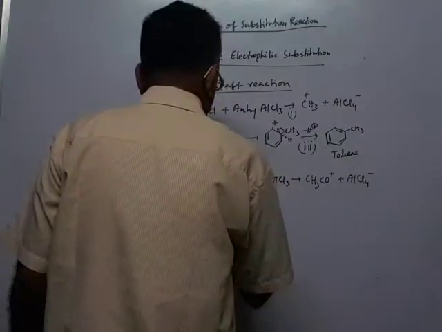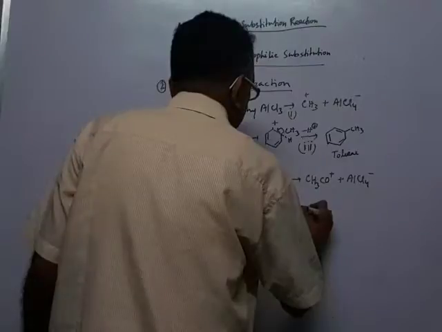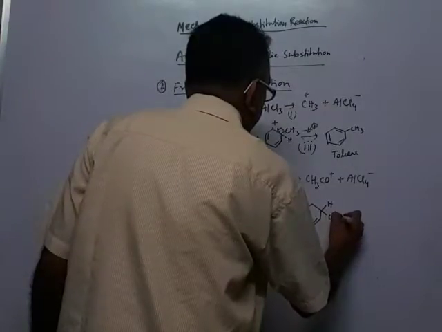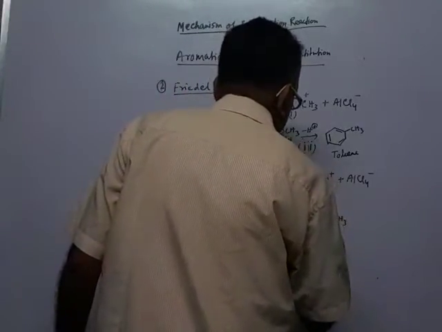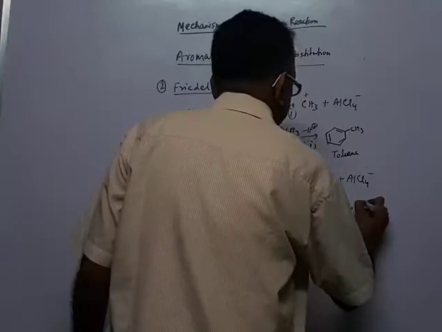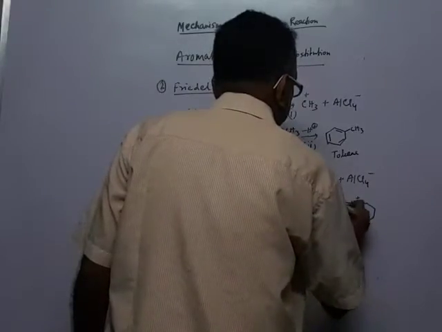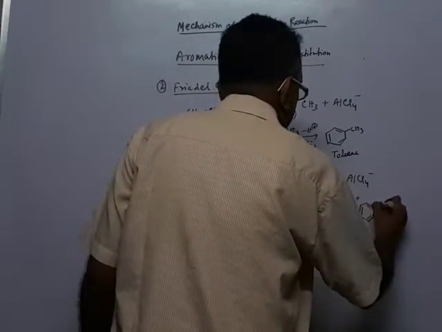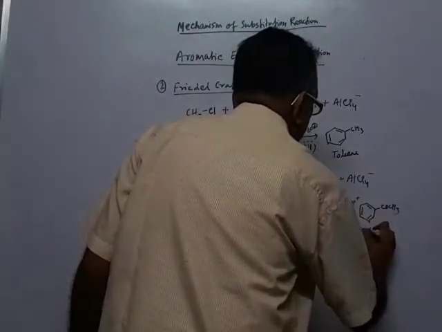This is attacking at the ring, and we are getting this intermediate product, with H and COCH3, and this is positive, and in the next step this hydrogen is removed, minus H plus, and we are getting this product, COCH3. This compound is known as acetophenone.